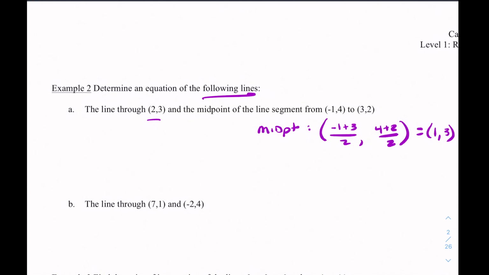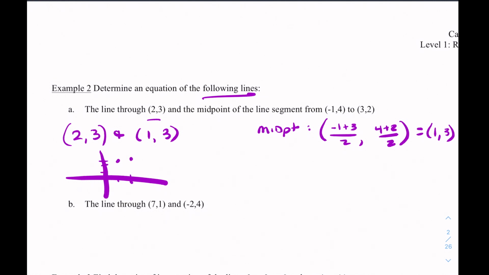Now we want the line through 2, 3, and 1, 3. I'm just going to show this to you. We got 1, 2, 3, and then 1, 3. If you drew the line between these 2 points, you see that it's a horizontal line. The equation for this would be y equals 3, because no matter what x value you are at, you are always going to have the exact same y value. The y value never changes, hence y equals 3. X can be whatever you want.